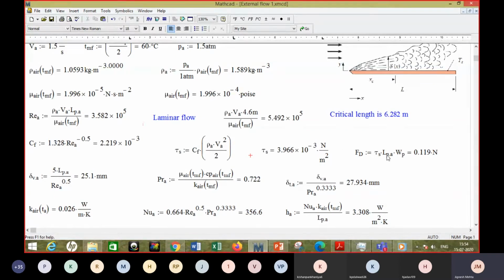And you also know the dimensions of the plate. It is length 3 meters and width 10 meters. So basically you are multiplying it with 30 meters square. If you multiply it with 30 meters square, you get the drag force. So this is the force because of the flow of air over this plate, the drag force applied on the plate, which is 0.119 Newton. Okay, so this is one important part that you wanted to find, the drag force or the shear stress.